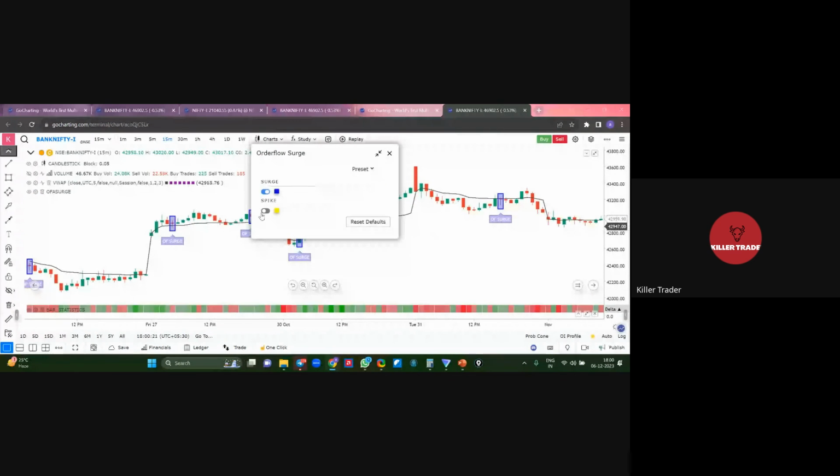I repeat, the key is you don't turn on spike. Spike is something totally different. We are not going to discuss that now. Only surge should be turned on.